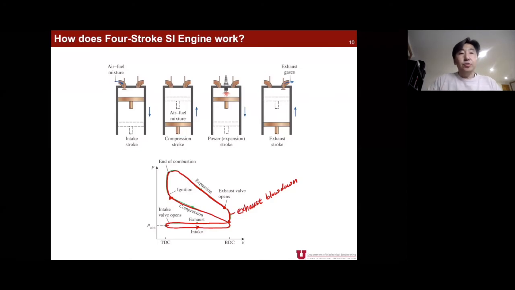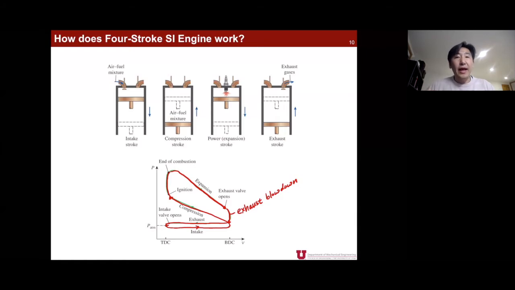Now let's go back to our four-stroke spark ignition engine. So that is the last slide that I showed you. Looking at it again, we have four strokes that make one cycle: intake, compression, power or expansion, and exhaust stroke. But that is pretty complicated. Then we need to simplify the realistic processes into more ideal processes to make a thermodynamic cycle.